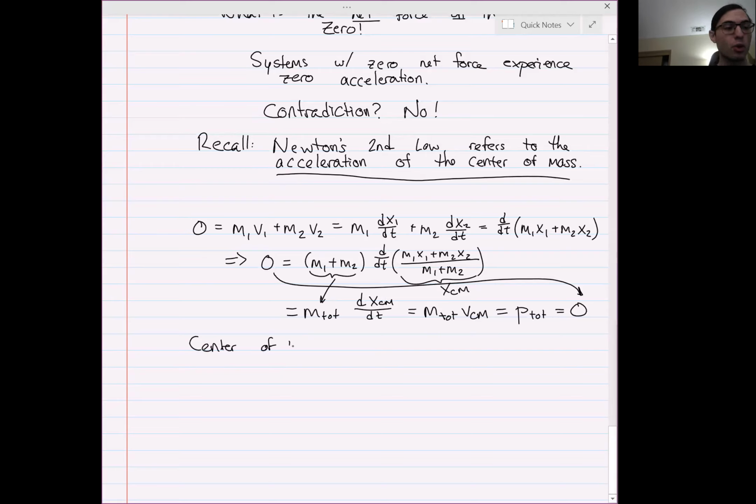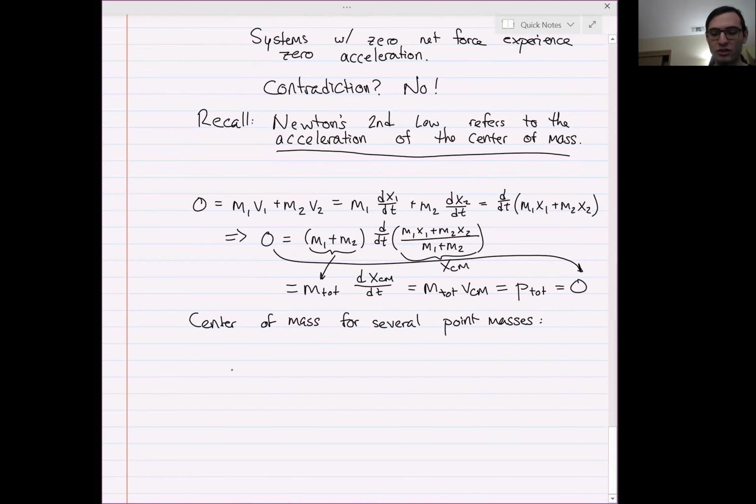The center of mass for several point masses can then be written in more than one dimension, say in 3D, as R_CM. That would be m1 times r1 plus m2 times r2, which is the center of mass location, plus m3 times r3, and so on and so forth, divided by m1 plus m2 plus m3 plus dot dot dot.